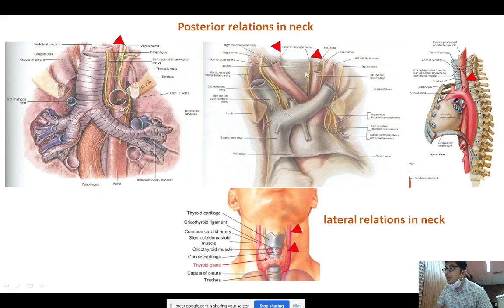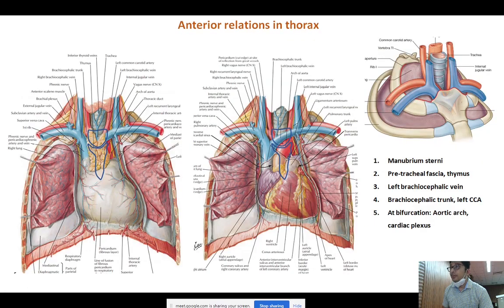So on either side of the trachea there is one, there are two, both the common carotids. These are the lateral relations, the common carotids and the lobes of the thyroid gland. Till here is it okay? Yes, sir. Okay, we'll move forward.